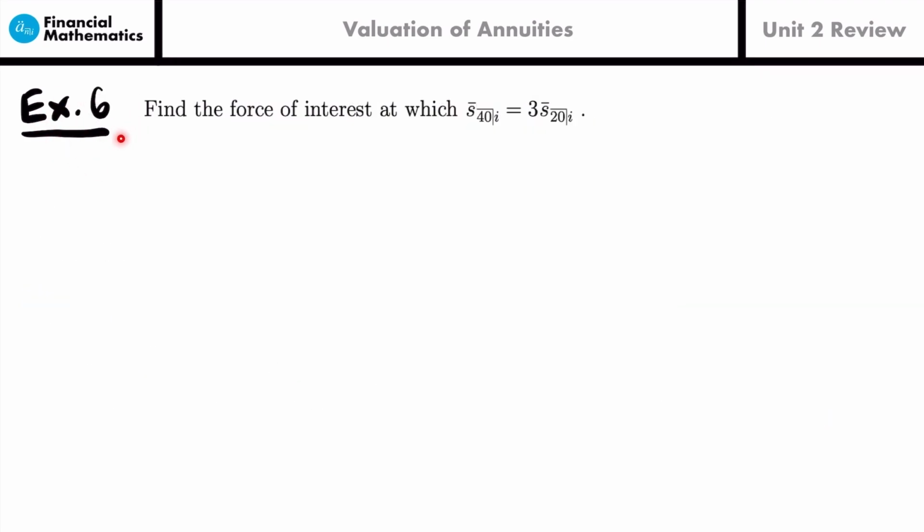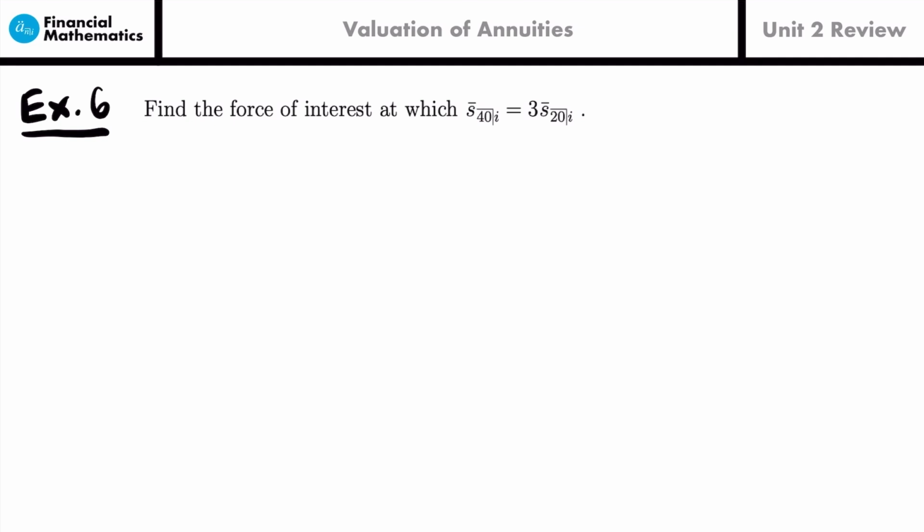Okay, so here's example 6. We want to find the force of interest at which S bar 40 bracket I is equal to 3 times S bar 20 bracket I. Or in other words, we want to find the force of interest at which the future value of a continuous annuity for 40 periods is equal to 3 times the future value of a continuous annuity for 20 periods where both annuities use the same interest rate. All right, now if you want to try this problem on your own first, now is the time to pause the video. But then once you're ready, I'm going to start working through it now.